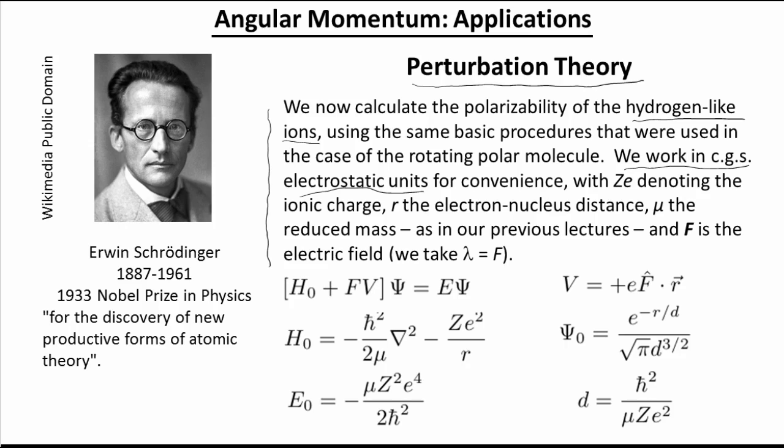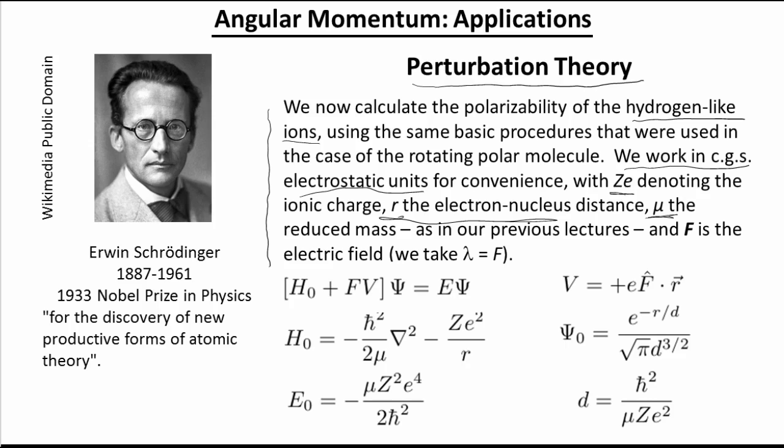The nucleus has a charge of Z times e. Z is conventionally the atomic number. The electron-nucleus distance is given by r. We retain the reduced mass so that this formula can be used to describe species other than electrons bound in nuclei.